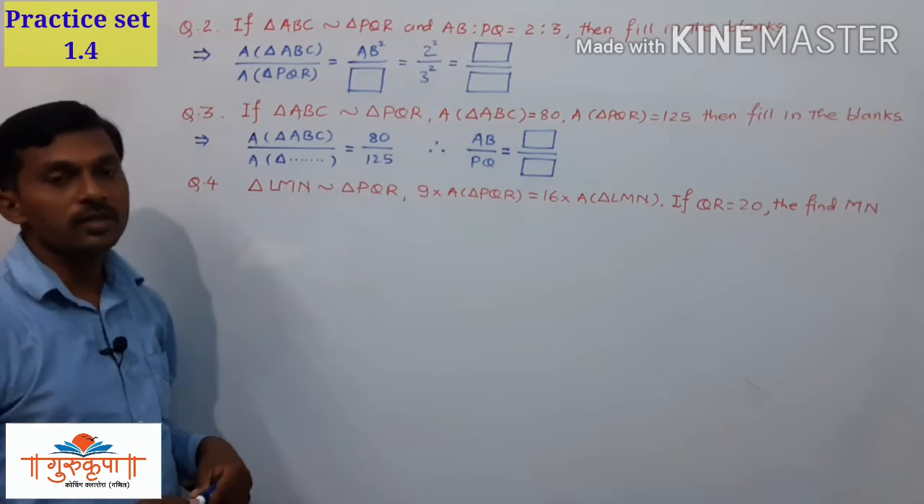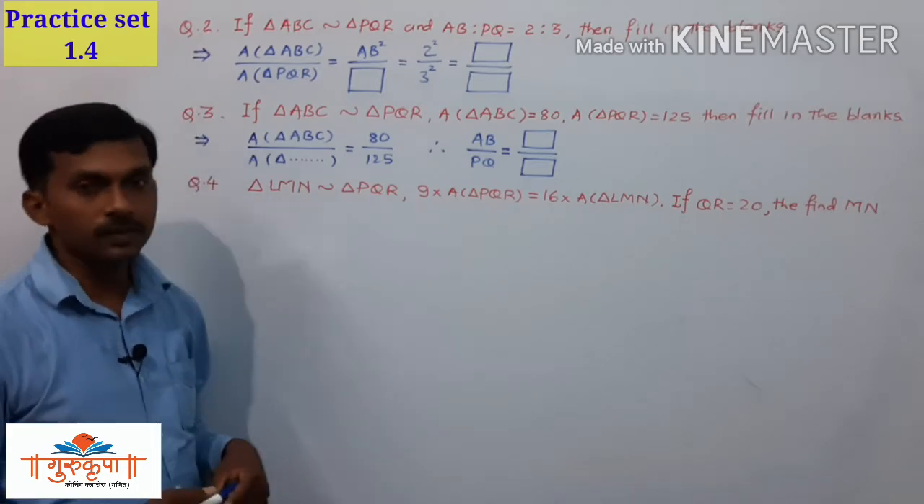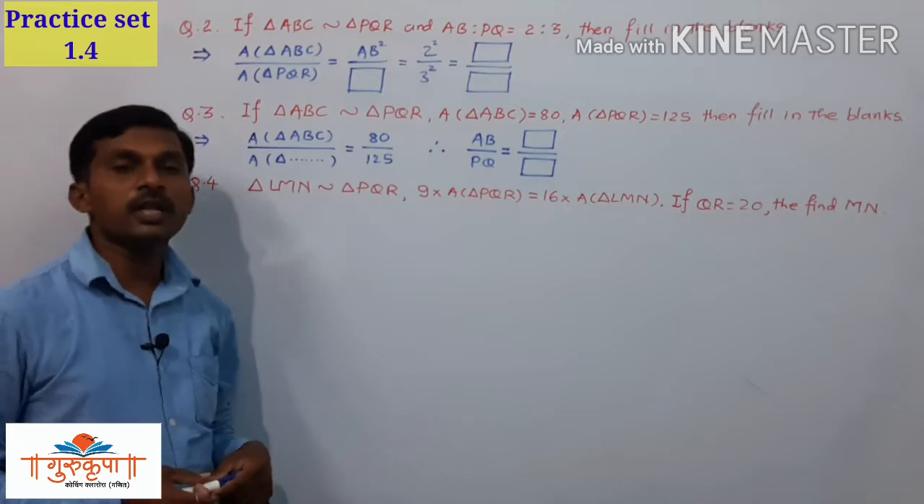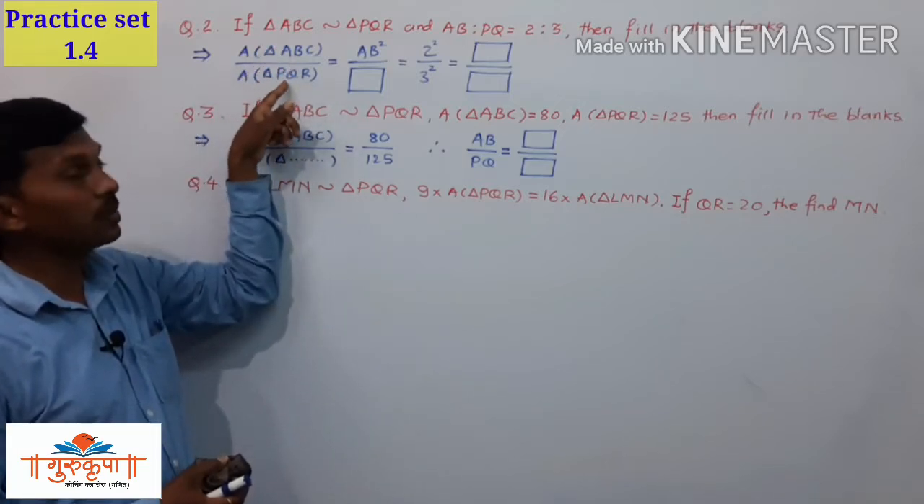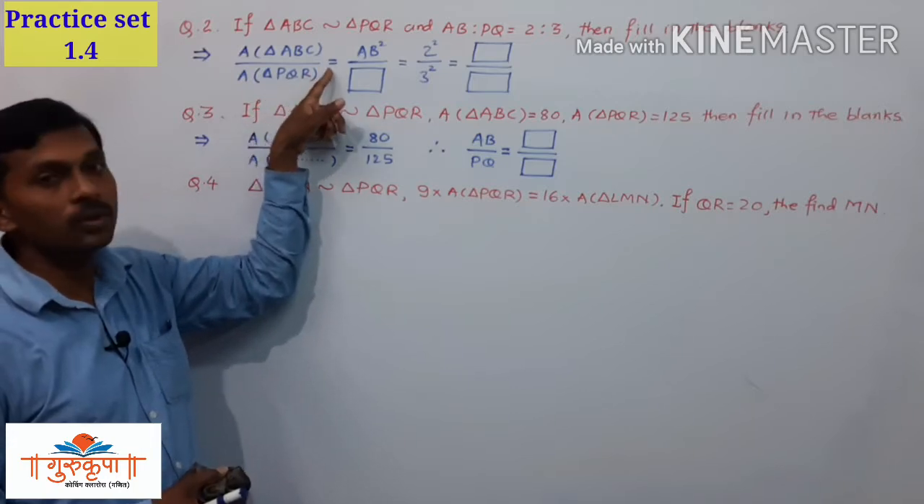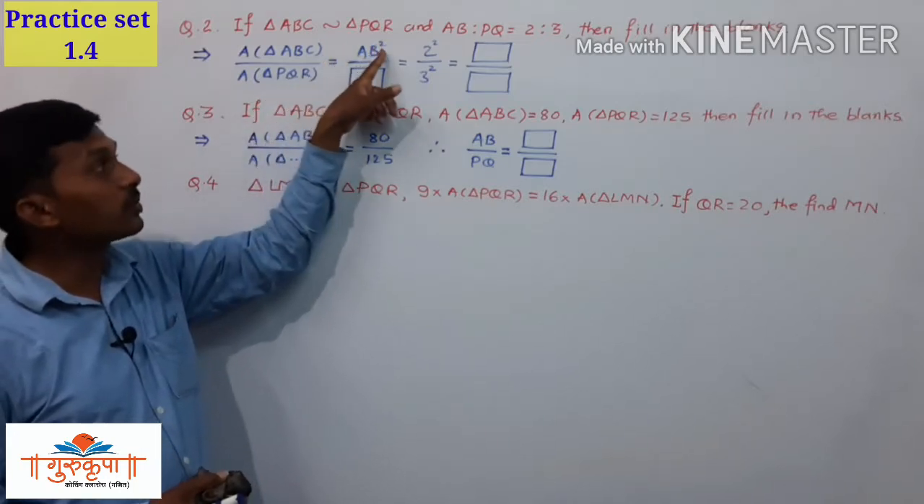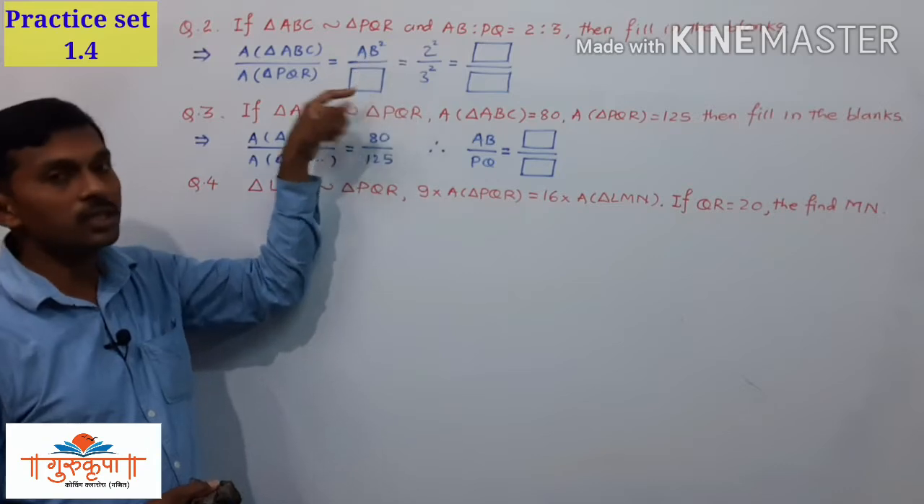As all of you know, the ratio of the areas of two similar triangles is equal to the ratio of the squares of their corresponding sides.